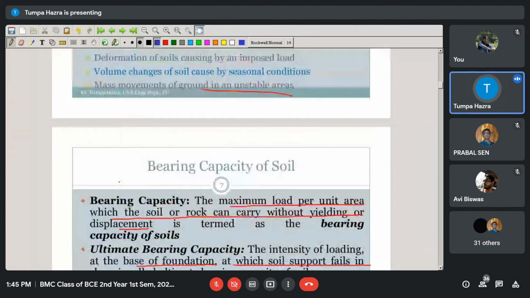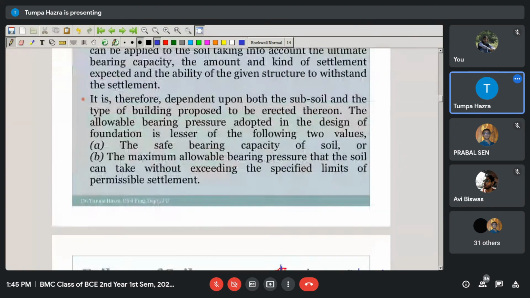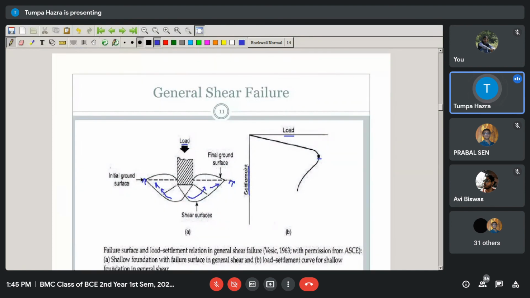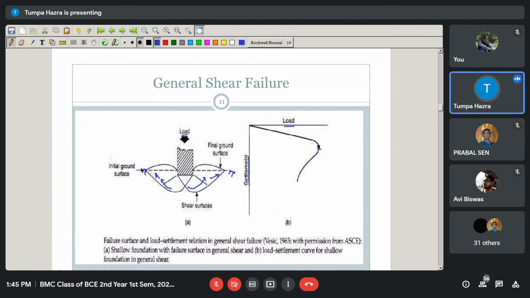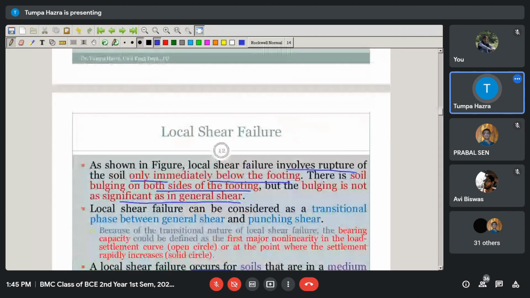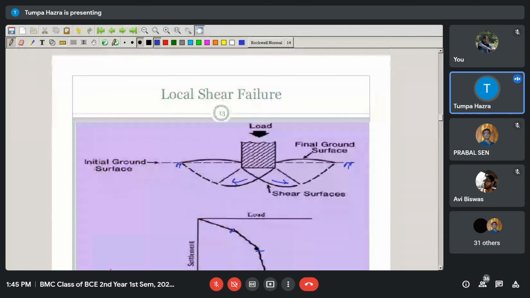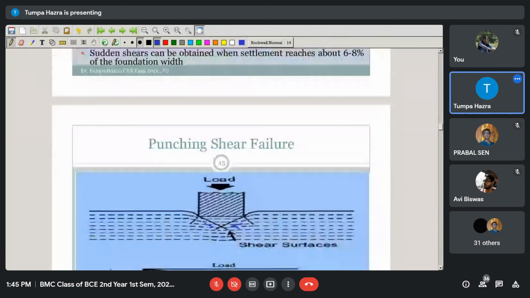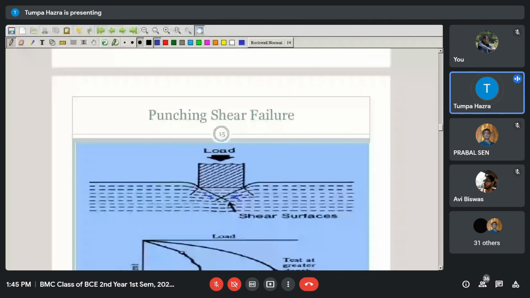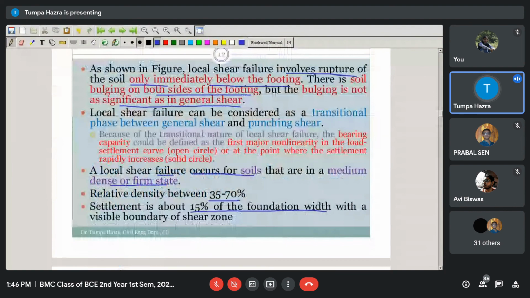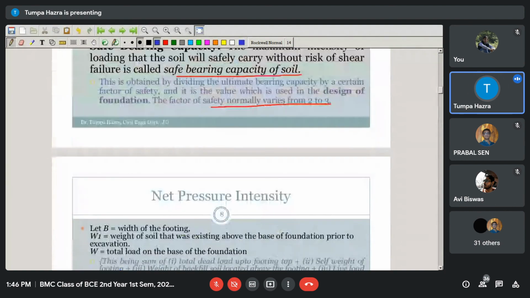For example, the punching failure I have shown you. Look, if it is general failure, then you will find the sign of the bulging of soil. If it is local shear failure also, a little bulging of soil you can observe adjacent to the building. But if it is punching shear failure, you will not find anything. Suddenly you will find that there is a crack in your building.